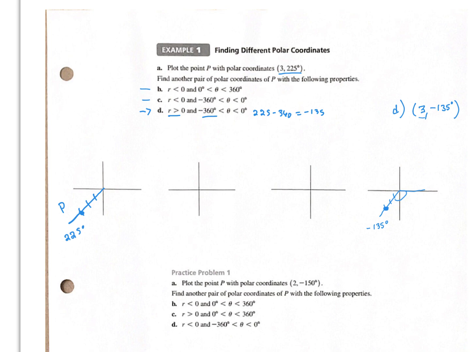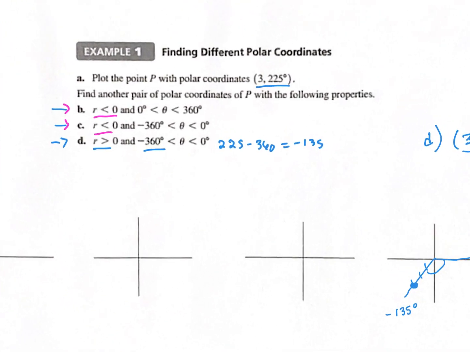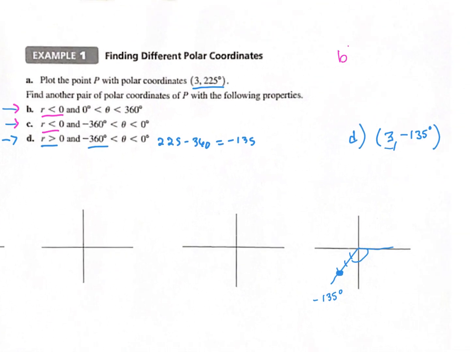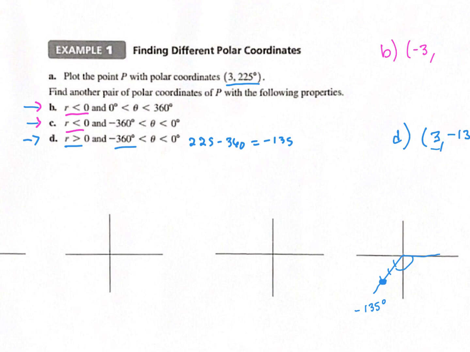So let's look at these middle two, because they say the R value should be negative. Remember, that means we are going to add or subtract 180. If we want our R value to be negative, the point is going to be of the form negative 3 comma something. So we take our 225 and subtract 180. That's what the formula tells us to do. And so we get 45.